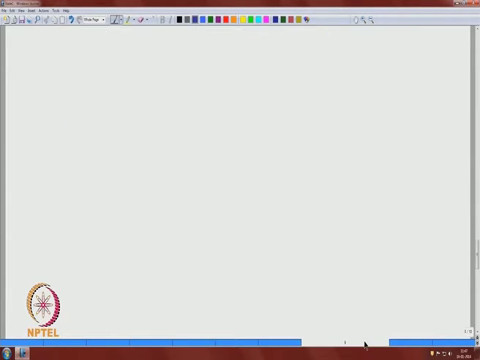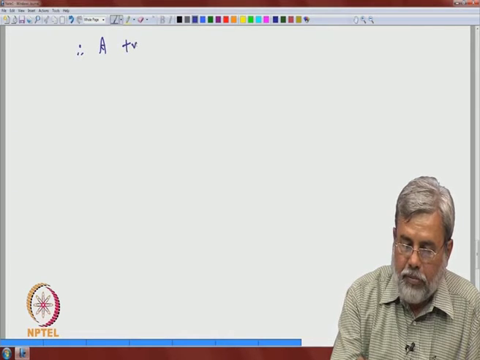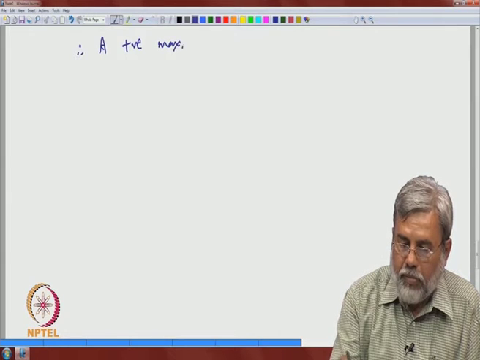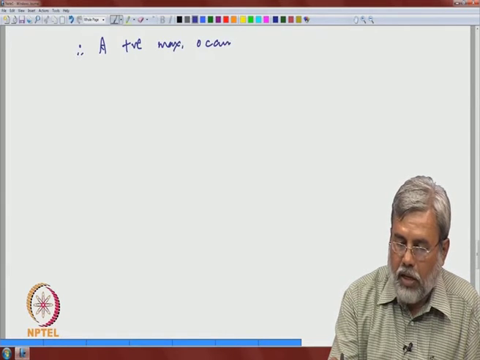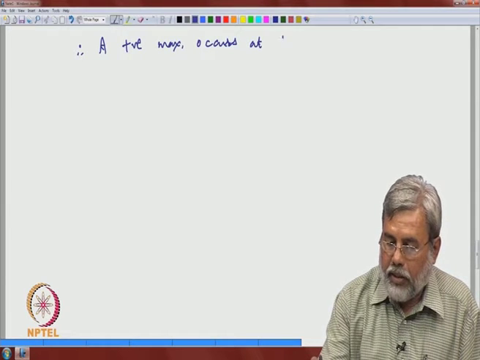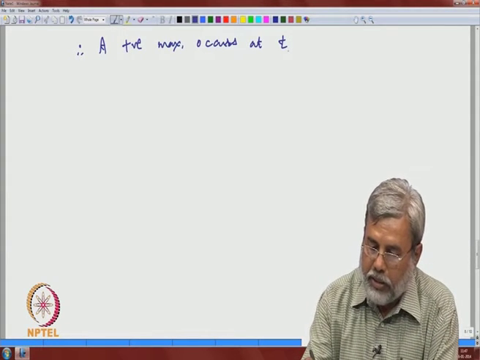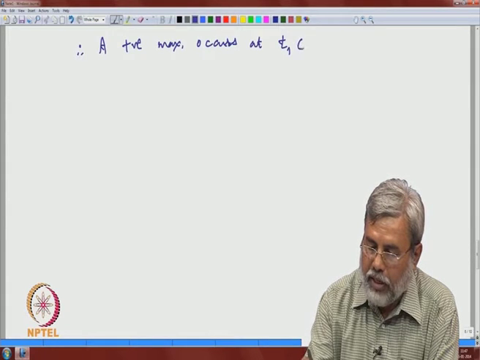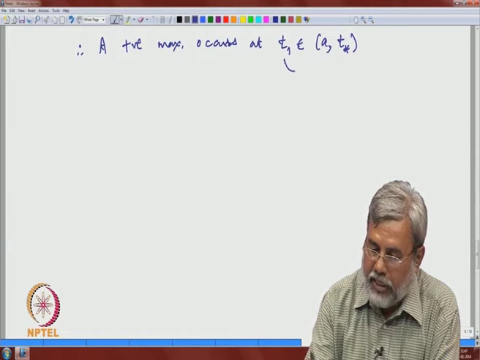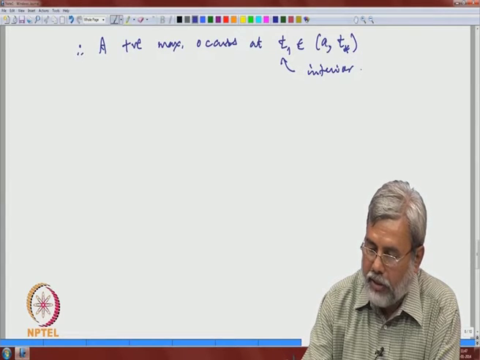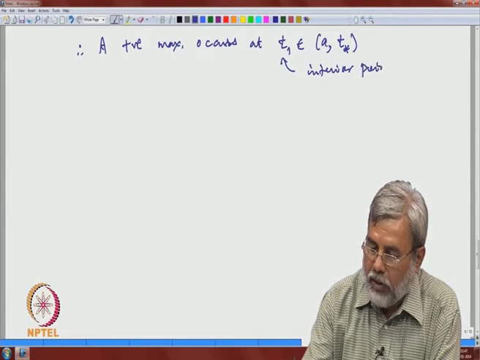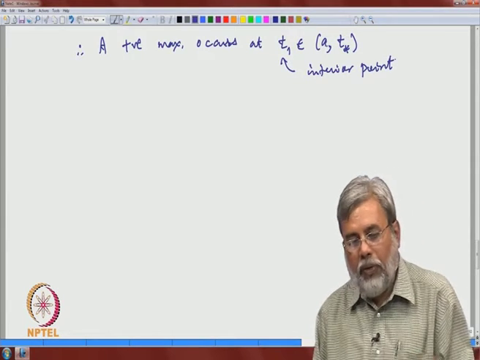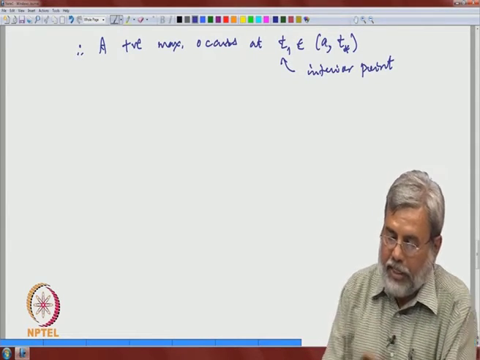Let us go back. Okay. So, therefore, a positive maximum occurs at T, call it T 0 or T 1, okay, T 1 in A T star. So, at an interior point. So, this is an interior point, it is not either A or T star. So, then we know that when a maximum occurs at an interior point.